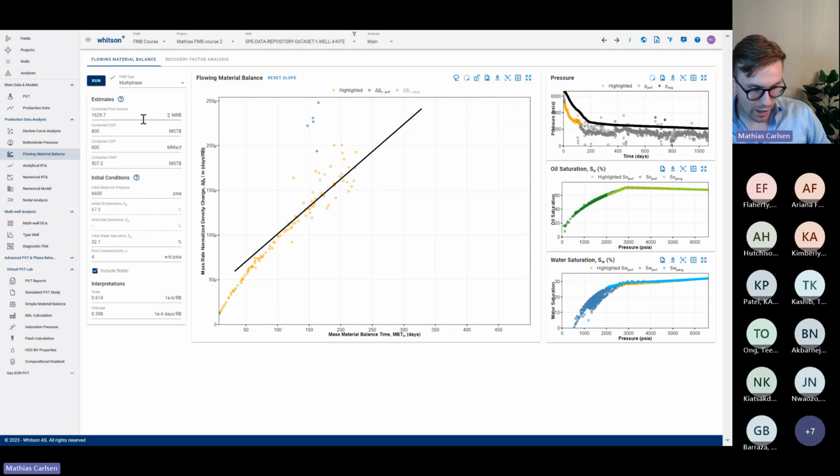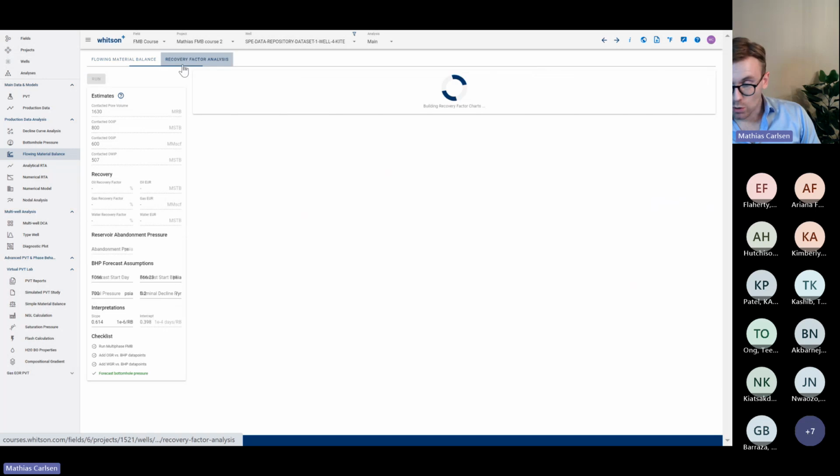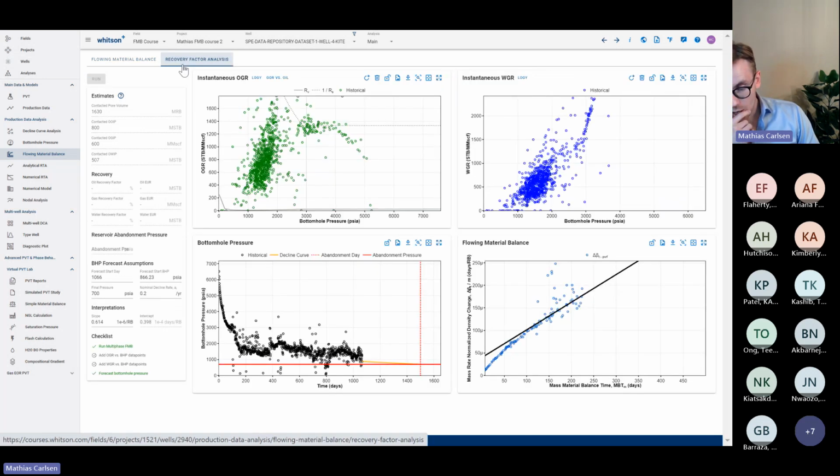Good. So we have around 800 MSDB. If it was my well, I would go and check this water saturation, but let's not do that. So we're happy here. I'm going to go to recovery factor analysis, and I'm going to do the same thing here. Again, these recovery factors, we're going to use that to compare to our DCA and that kind of stuff.